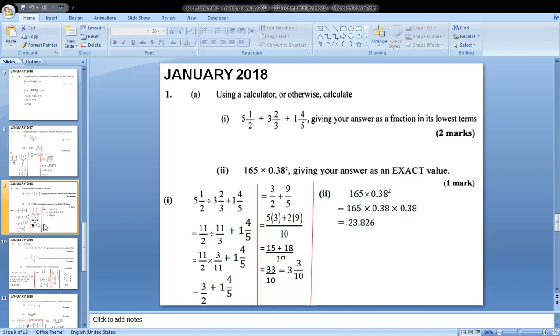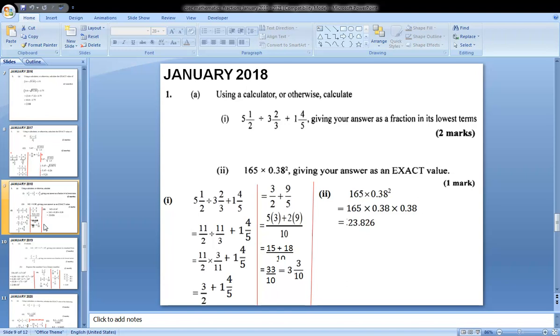So 5.5 becomes 11 over 2. 3 and 2/3 becomes 11 over 3. And that is divided into that. And then we add to 1 and 4/5. Now we could have gone right ahead and changed the mixed fraction to 9 over 5. We could have done that, but I just work it out step by step so you can see.